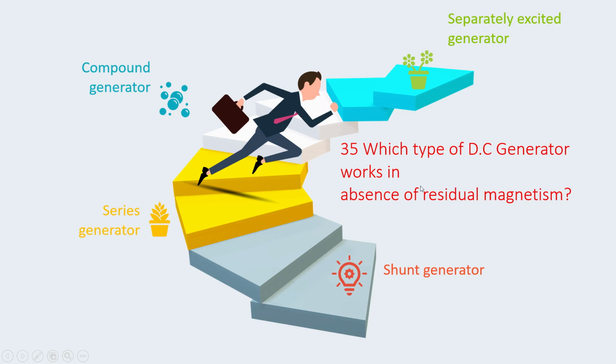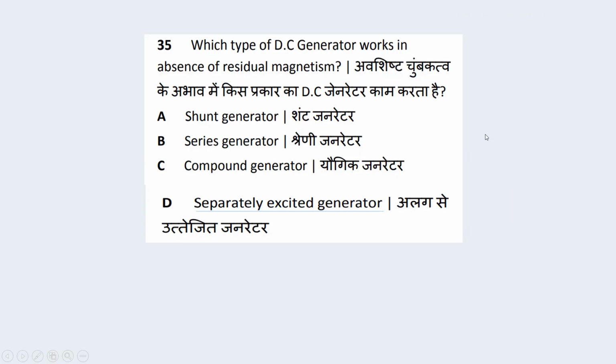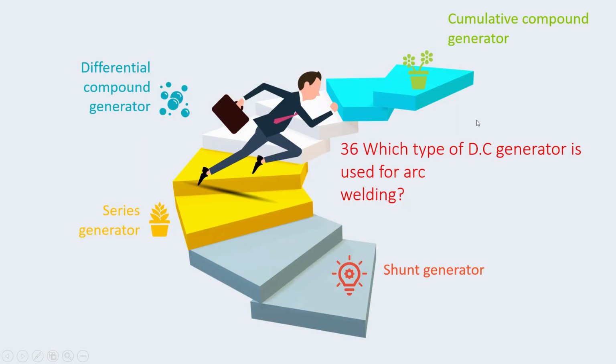Which type of DC generator works in absence of residual magnetism? Shunt generator, series generator, compound generator, separately excited generator. The answer is separately excited generator. This is a very important question.